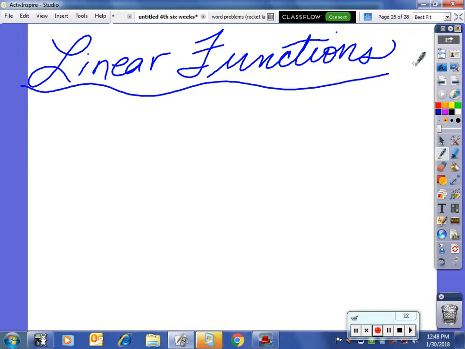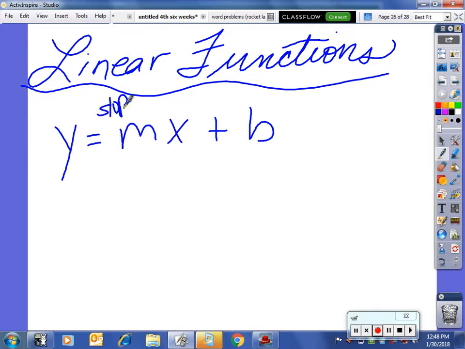They're lines like this. Y equals mx plus b. That means it's a function that doesn't line up in a smile or a frown. It lines up in a straight line. It has a slope and a y-intercept. So the slope is m and the y-intercept is b.